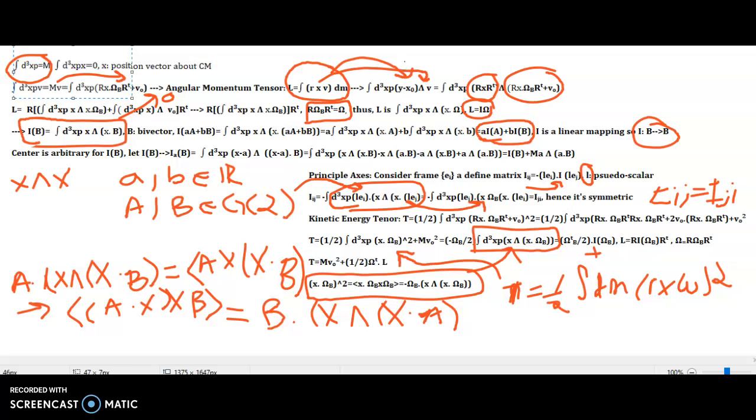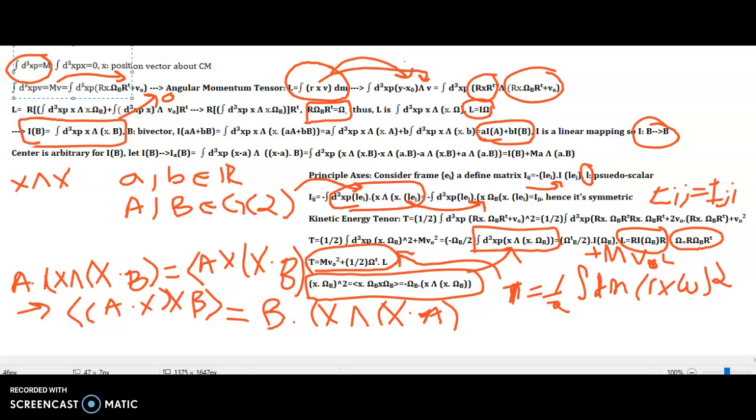However, if you recall a few of the identities that I listed before, mainly omega equals R omega sub b R dagger, and this expression for the angular momentum tensor, I can substitute them into the expression for the kinetic energy tensor, and arrive at this other expression, which I've written below it, as m v naught squared plus a half omega dagger dotted with the angular momentum tensor.